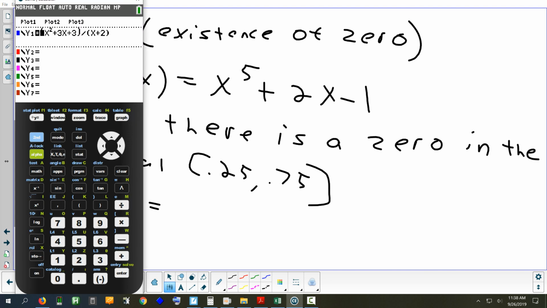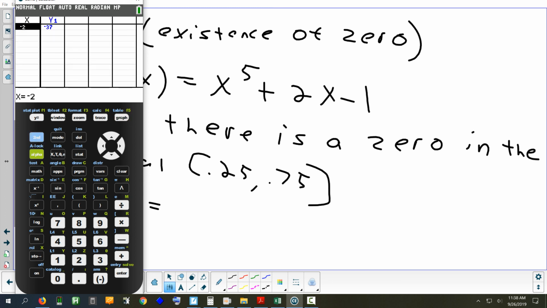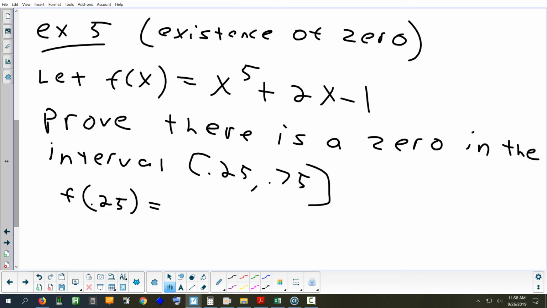I'm going to use my calculator not for the graphing feature, but just because it can do the table faster than I can. So x to the 5th plus 2x minus 1. Okay, so let's plug in 0.25 into my table. I get basically negative 0.5. Okay, so I did that.